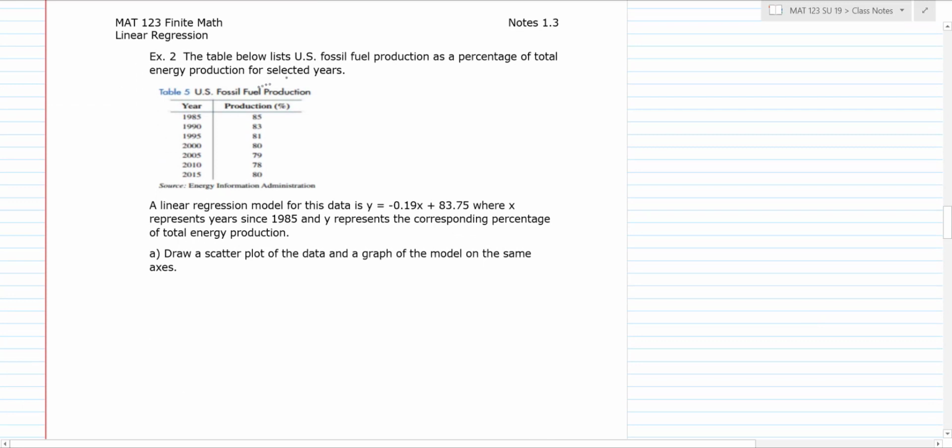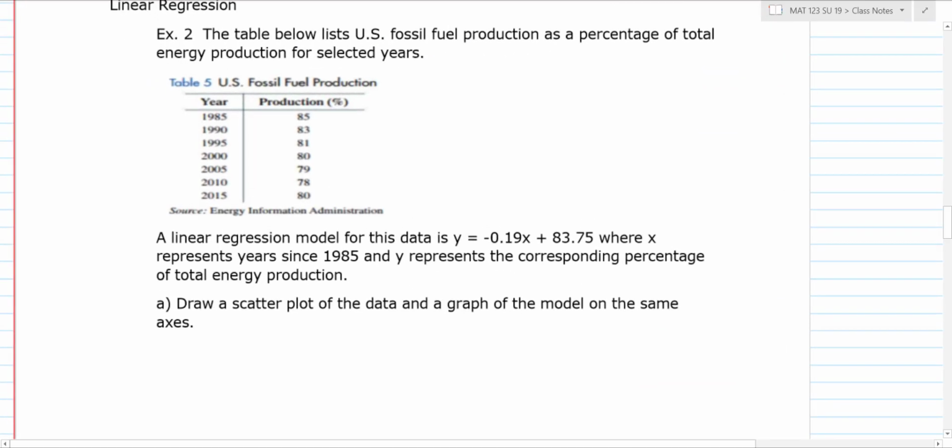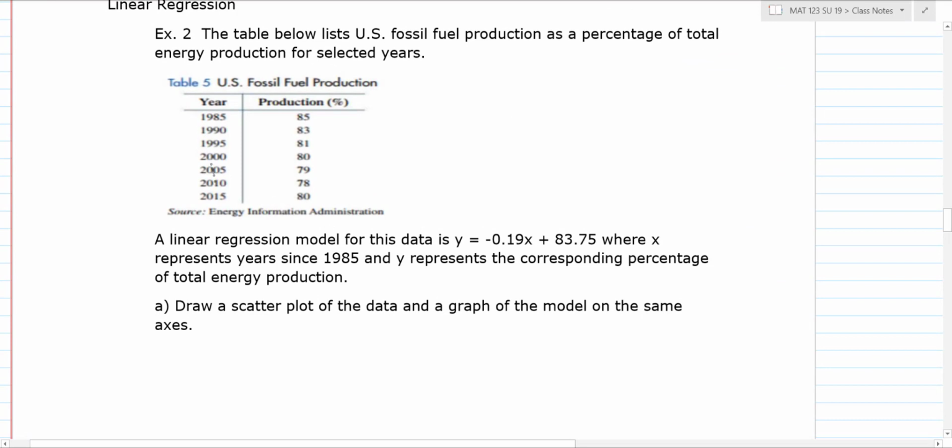All right, so this one says the table below lists U.S. fossil fuel percentage as a total percentage of total energy production for several years. So these are years. These are the production amount of energy that's fossil fuels. Okay, and this is a pattern going down as we get into more and more renewable energy sources. We'll see this going down. That's a goal. At least I hope it's a goal.